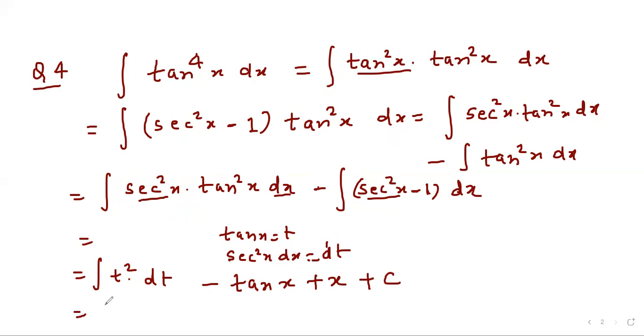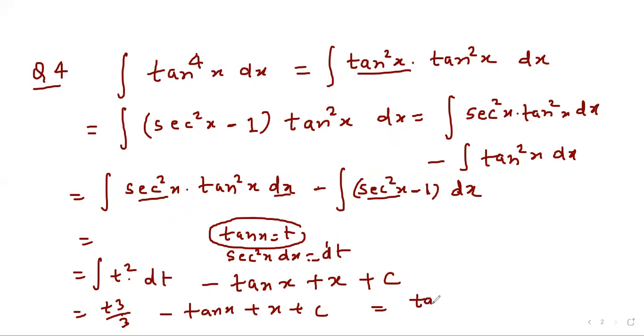Here this will become t cube by 3 minus tan x plus x plus c where t equal to, here we have made substitution that tan x equal to t. So this will become tan cube x by 3 minus tan x plus x plus c. Now, let's go to question number 5.